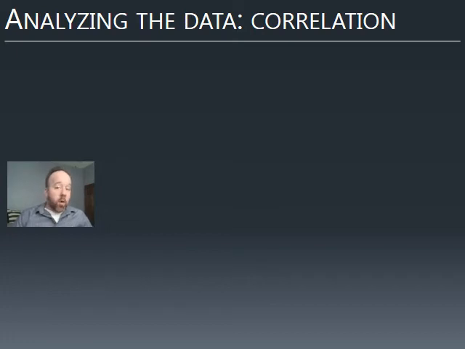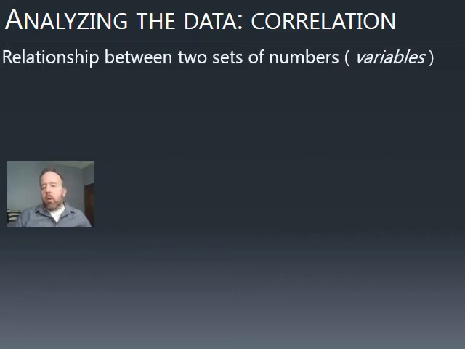As you can see, the word correlation itself: it's how two variables or two events relate to one another. So it's a relationship between two sets of numbers. And those numbers are what we could call variables, just like you did in algebra. That is something that can take on multiple values. It's variable.